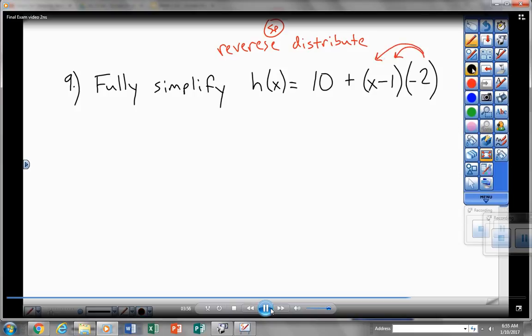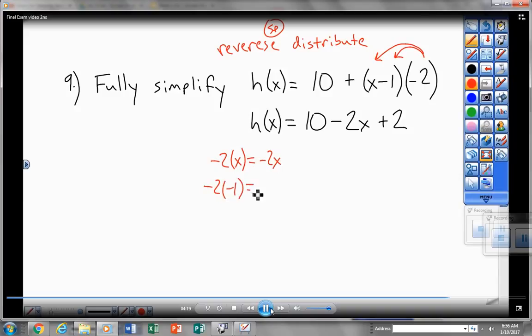So when I distribute, the 10 is going to stay the same, but when I multiply -2 times x, I get -2x. -2 times -1 gives me +2. And again, here on the side, I'm just going to show you that -2 times x right next to each other. No problem, -2x. -2 times -1 right next to each other, +2. To finish this problem up, all I need to do is combine like terms. So the h of x stays the same. I'm going to write the -2x first, and then 10 plus 2 gives me 12.